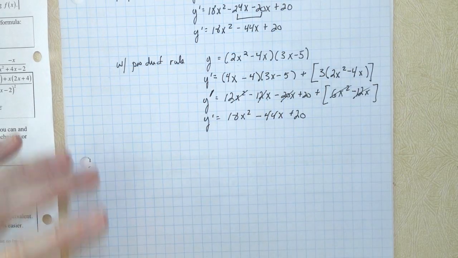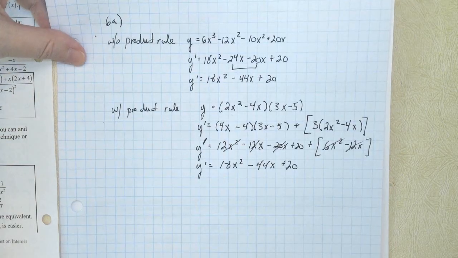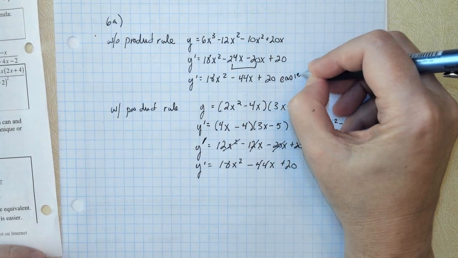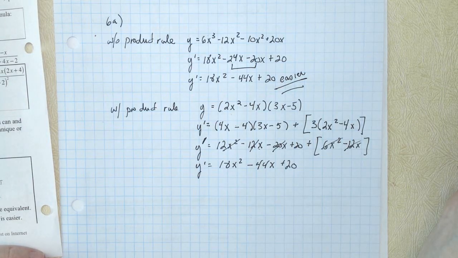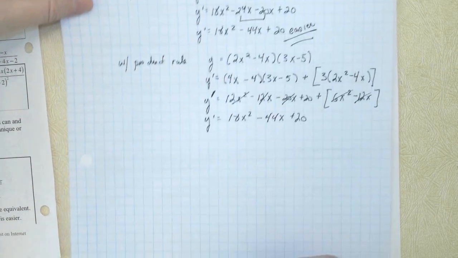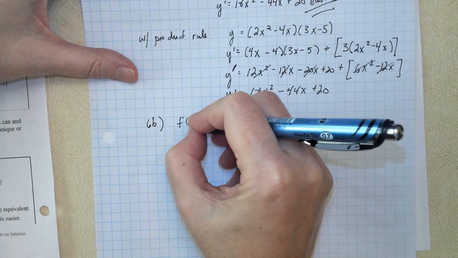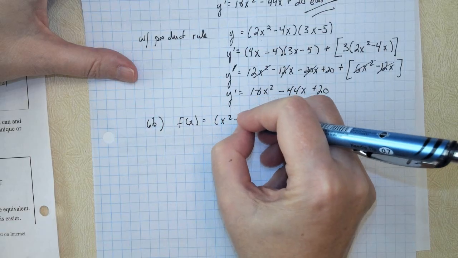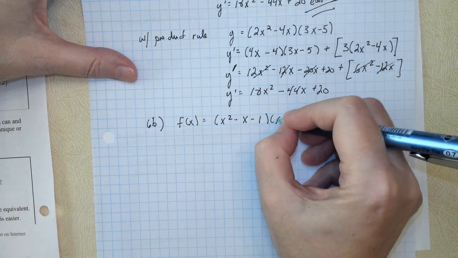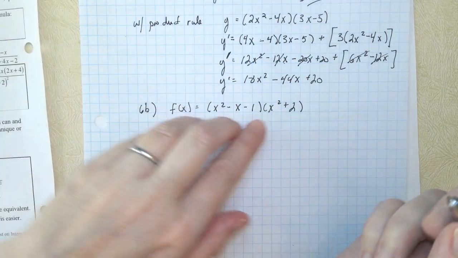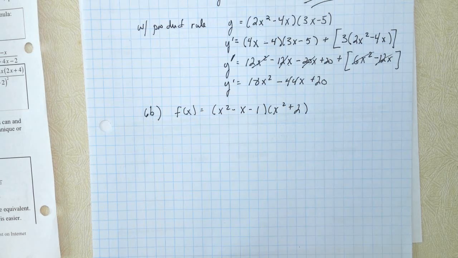It's the same answer. But honestly, you're like, I will never use the product rule. That was way more complicated. This was way easier on this one. I would totally do this. But let's look at letter B now. So 6b is f of x equals x squared minus x minus 1 times x squared plus 2. Now, we would have to do some side multiplication over here before we took the derivative. So this one's a maybe. Maybe we do it without product rule. I wouldn't. I would just do the product rule.